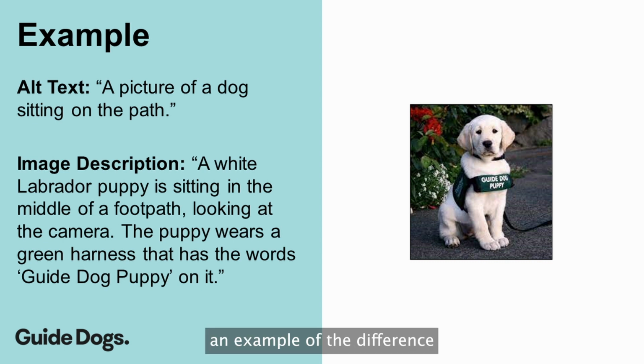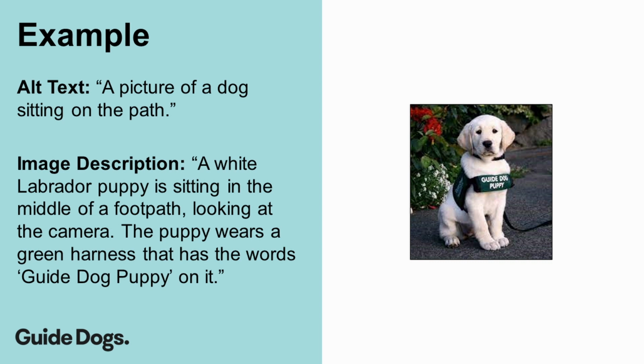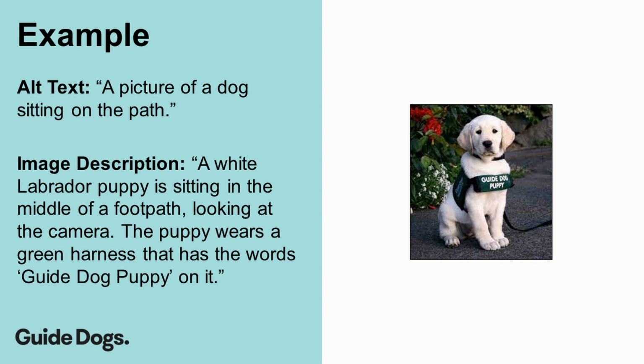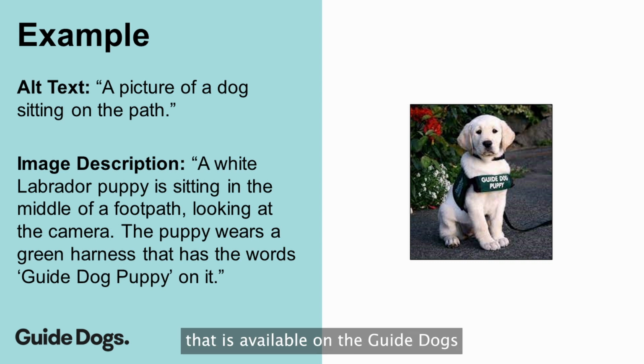Here is an image, an example of the difference between alt text and an image description. Alt text: a picture of a dog sitting on the path. Image description: a white Labrador puppy is sitting in the middle of a footpath looking at the camera. The puppy wears a green harness that has the words Guide Dog Puppy on it. To learn more about adding alt text, see the Formatting Documents, Social Media Accessibility and Resources sections of the Accessibility Toolkit that is available on the Guide Dogs Queensland website.